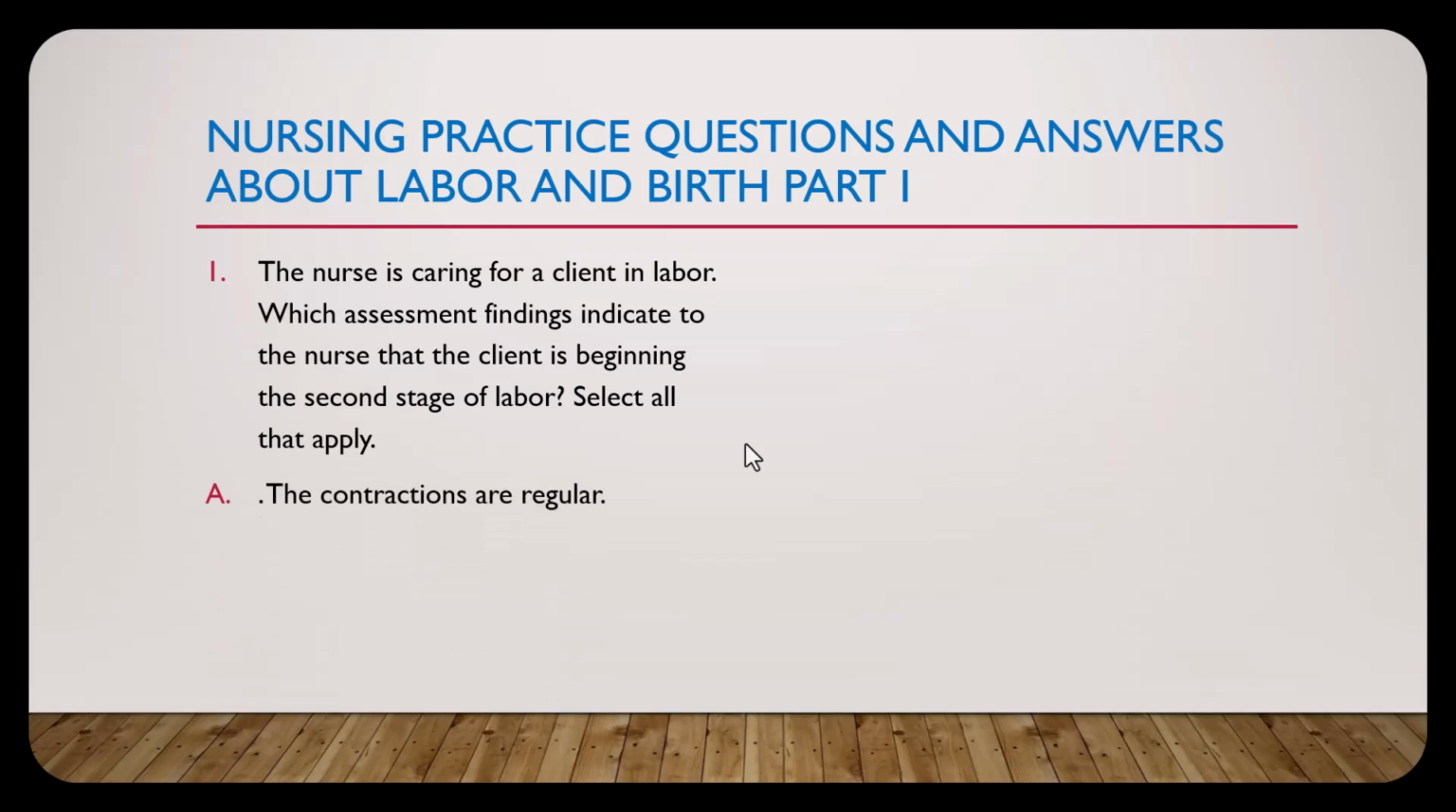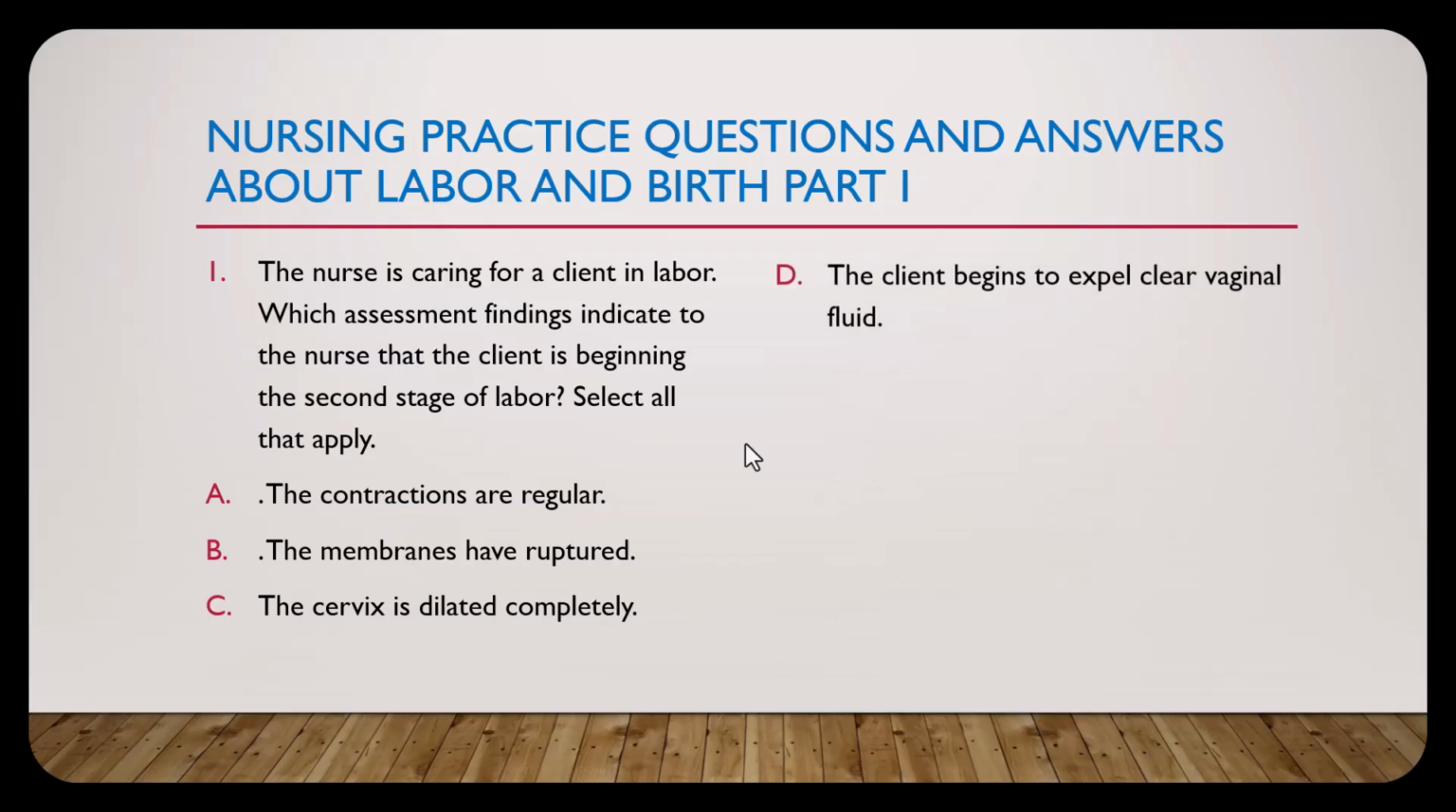Option A, the contractions are regular. Option B, the membranes have ruptured. Option C, the cervix is dilated completely. Option D, the client begins to expel clear vaginal fluid. Option E, the Ferguson reflex is initiated from perineal pressure.